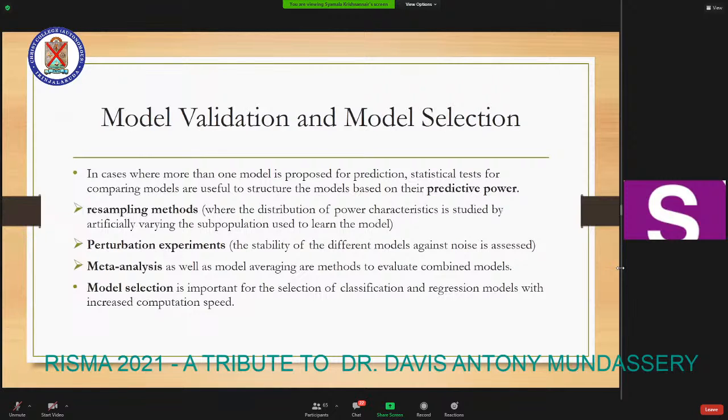Model selection has become more and more important in recent years, since the number of classification and regression models proposed in the literature has increased with higher and higher speed. So model selection is very important, because we have several models available, especially in classification and regression. Also there is the complexity of data and the computation, because some models take a lot of time to process, so we have to minimize the computation time as well. In that way, model selection is very important for selecting classification and regression models with increased computation speed. So that's the model validation and model selection block.